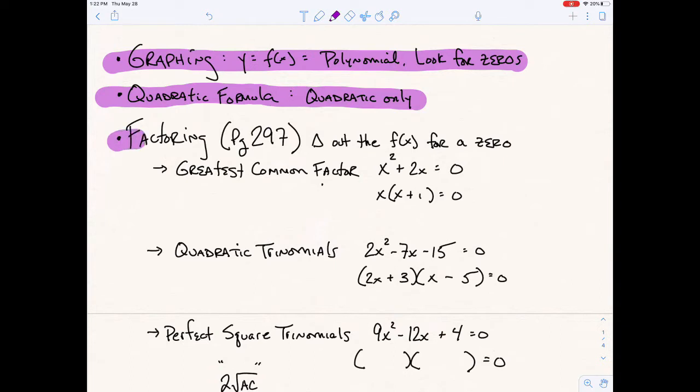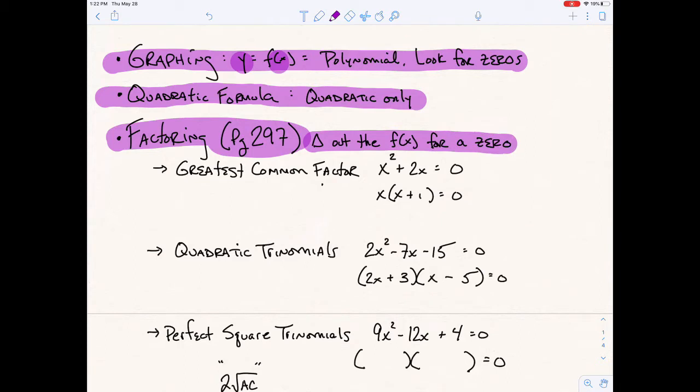Now, factoring. There is an extensive list on page 297 that you may want to consider pausing the video and looking at. Page 297 has a whole list of strategies on factoring. The only thing I really want to point out here is, unlike graphing, where you have a y equals or an f of x equals and then your polynomial, we're going to change out the f of x and put a zero in its place.